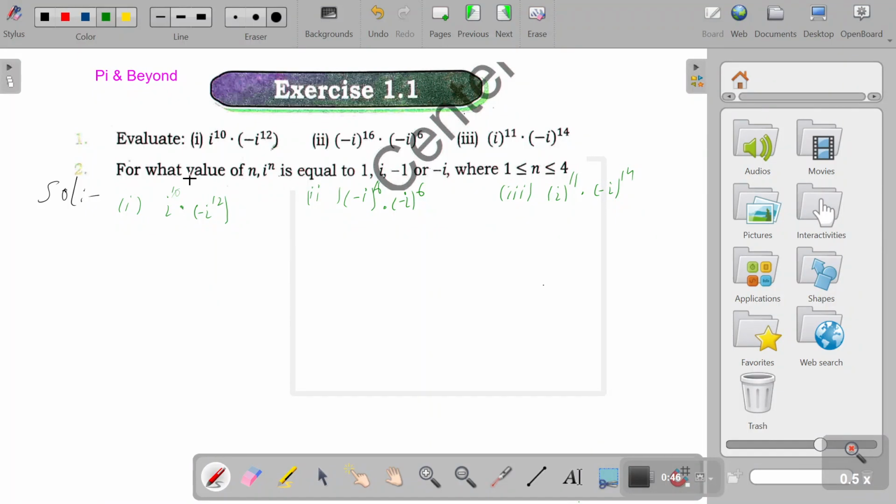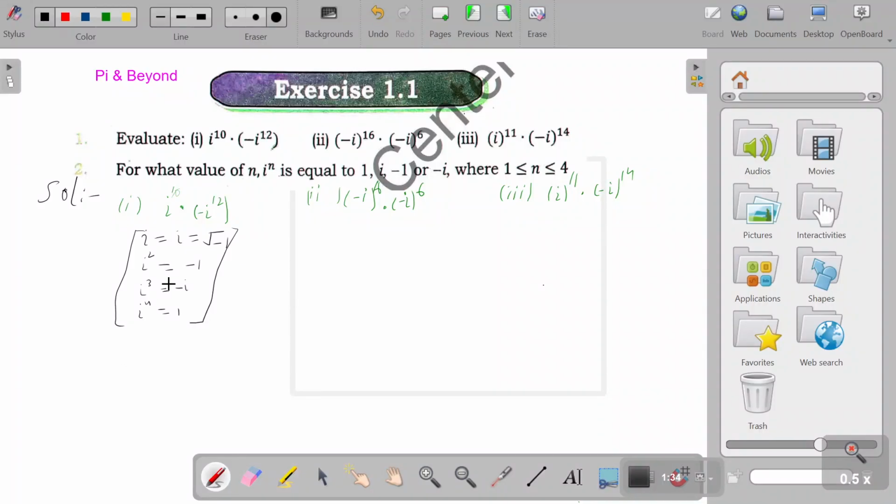So we have to take the solution of this part, and we already know the four results we studied in previous classes. What are the four results? First, iota is equals to square root of minus 1, and iota square is equals to minus 1, and iota cube is equals to minus iota, and iota to the power 4 is equals to 1. These are the four results which we have to memorize, and very simple. Whatever power you raise on the iota, you always get one of these four results.